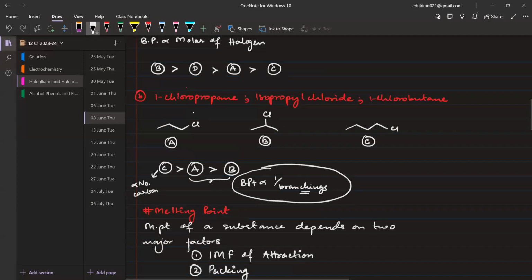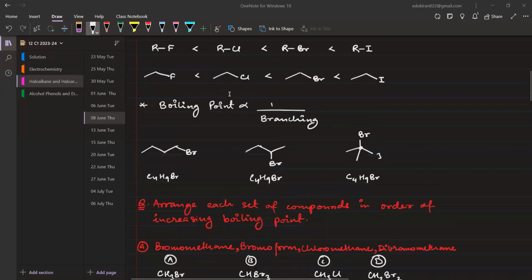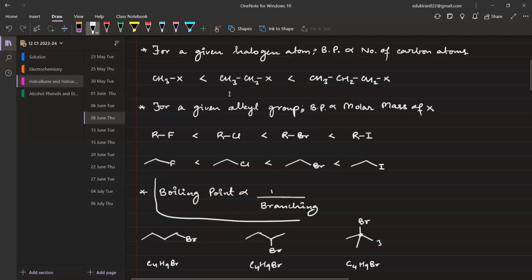Can you see this? Tell me. Boiling point is inversely proportional to branching, right? यह देखिए, बहुत इंपॉर्टेंट है. Boiling point is inversely proportional to branching. ठीक है? So it is going to be very important.